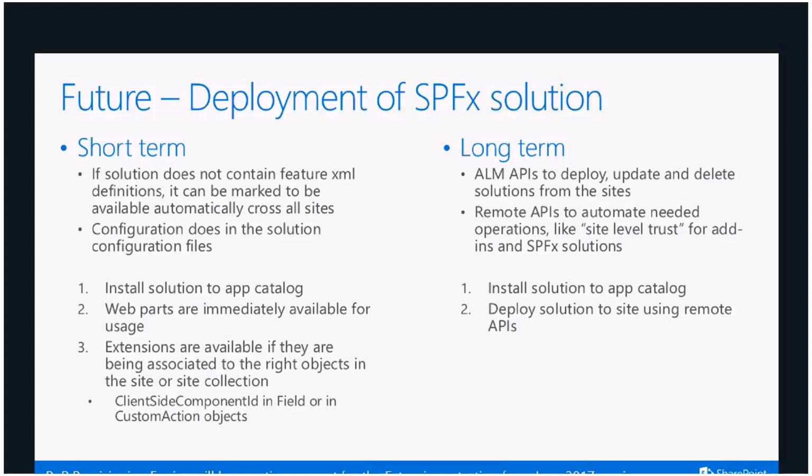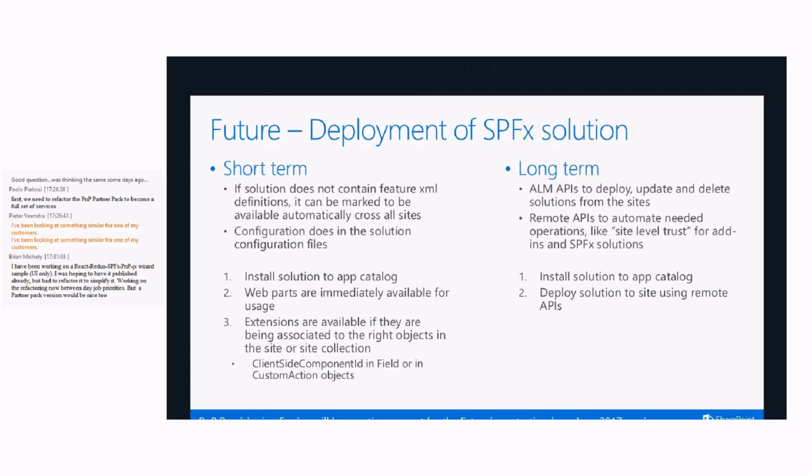This is going to happen relatively fast. We're looking into unblocking that scenario quite quickly, within weeks rather than within months. The long-term solution, or add-on solution, is to have so-called ALM APIs, which will be supported for add-ins and also for SharePoint Framework solutions. These enable you to deploy, update, and delete solutions and add-ins on sites based on your wish and based on your code. So you can use PowerShell or remote APIs to get those solutions or add-ins installed on the site and also update them as a mass update.